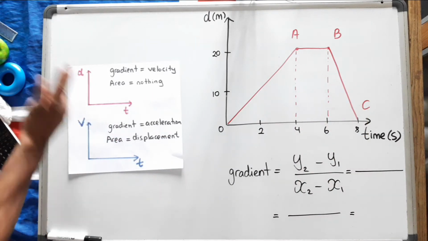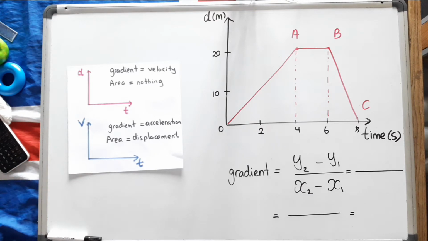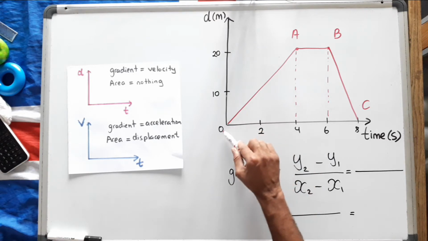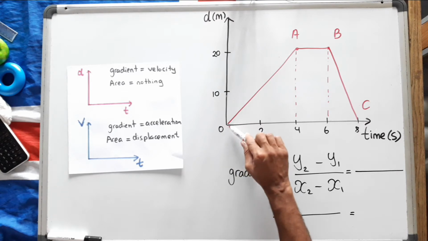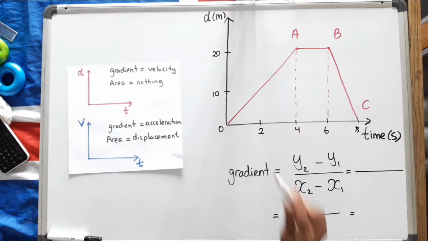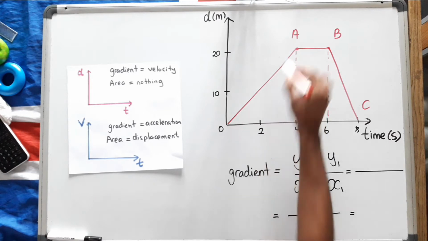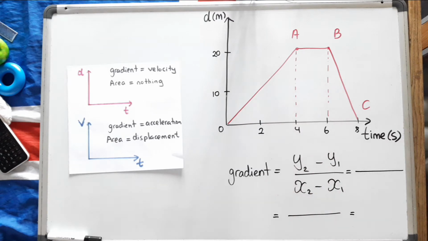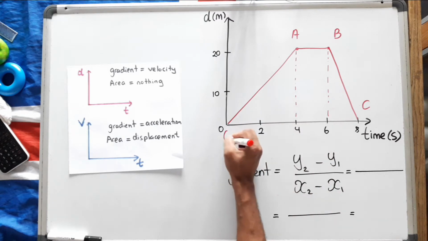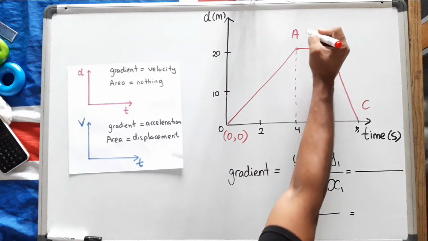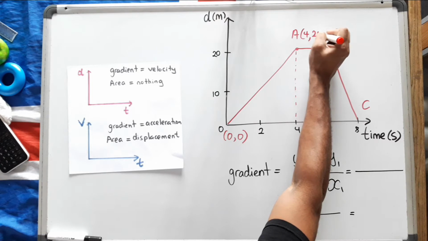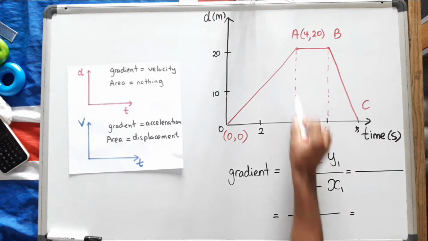All right, so this is only going to take a few minutes to explain, because this one is super easy. If the examiner asks you what was the velocity between point O, I'm calling the origin O, and A, to find the velocity, you just have to find the gradient of that portion of the line. So the origin is 0, 0, and A, well, these dashed lines are guidelines, so the x value is 4 and the y value is 20. 4 and 20.